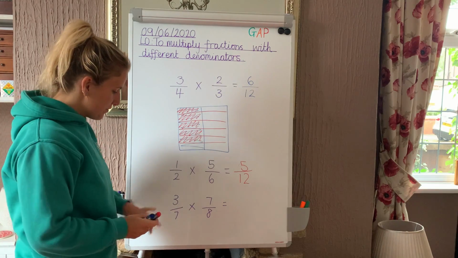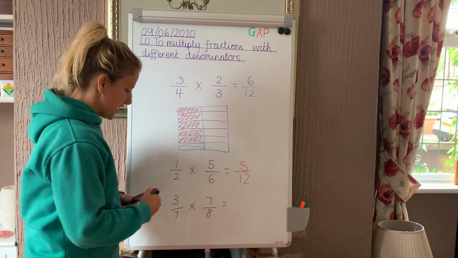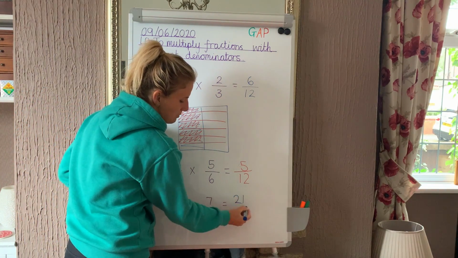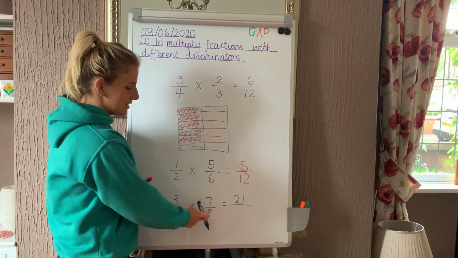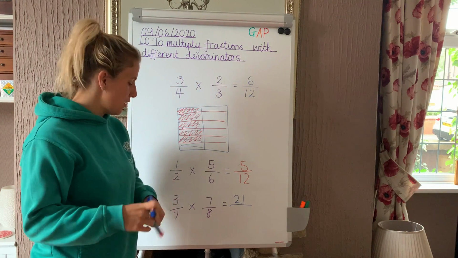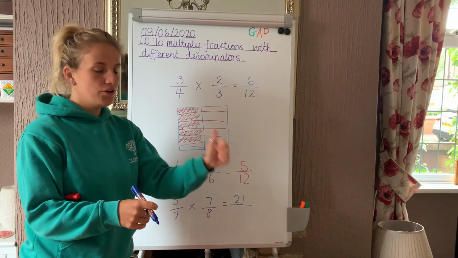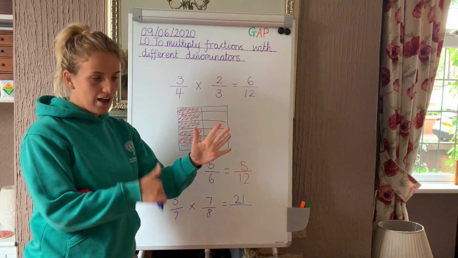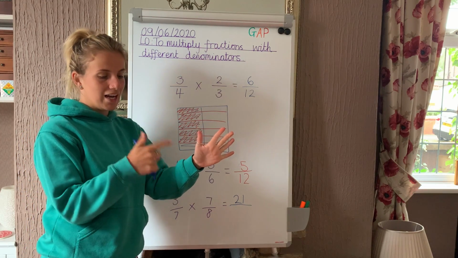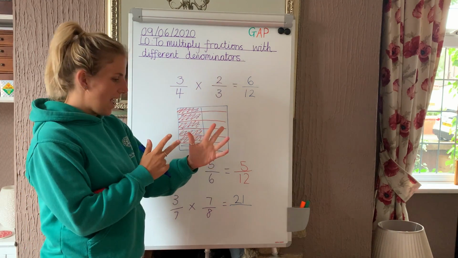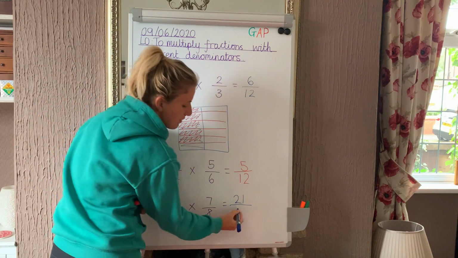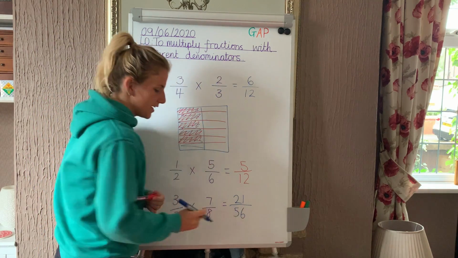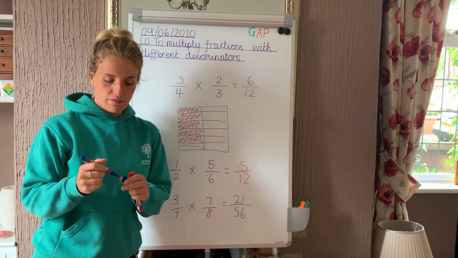Perfect. For the bottom one, we should have then worked it out as having 3 multiplied by 7 is 21, and 7 multiplied by 8, if you don't know, let's count in our 7s. 7, 14, 21, 28, 35, 42, 49, 56. So we've got 8 7s there, which gives us the answer 56. So my answer is 21/56.